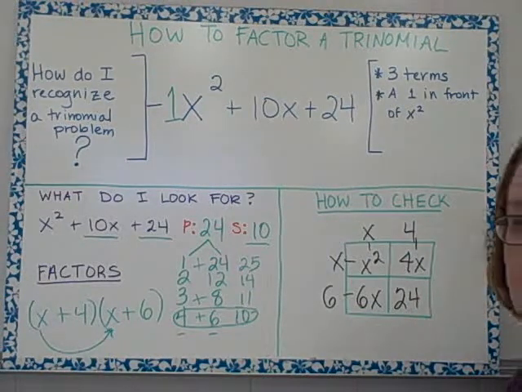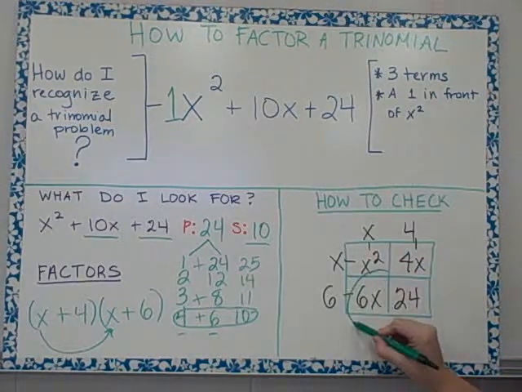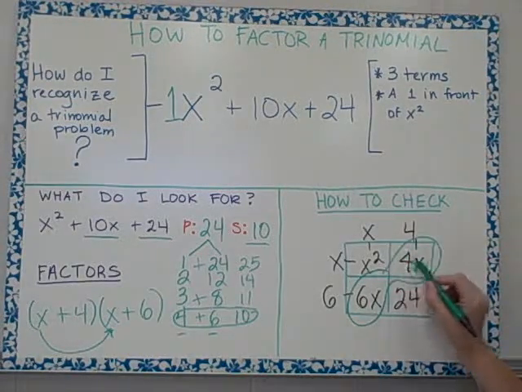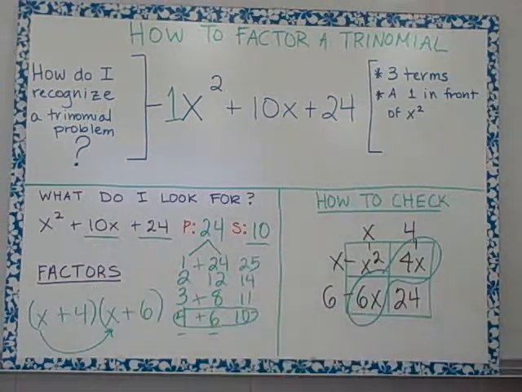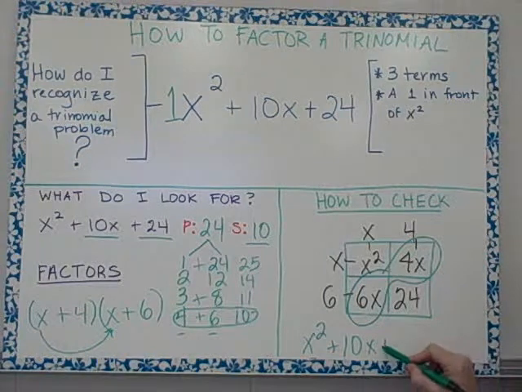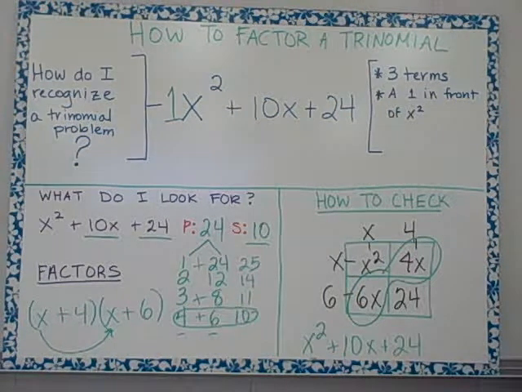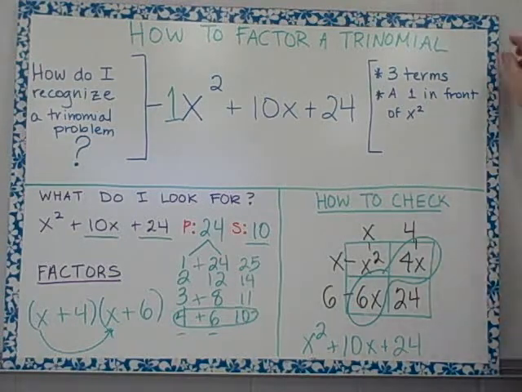Remember, with the box method, we are always going to have a diagonal that gives us the middle term. These are the two numbers that sum up to give us the middle term. So I have x squared plus 6 plus 4 would be 10x's plus 24. I have the same thing that I started with, so I'm confident that that's the right answer.